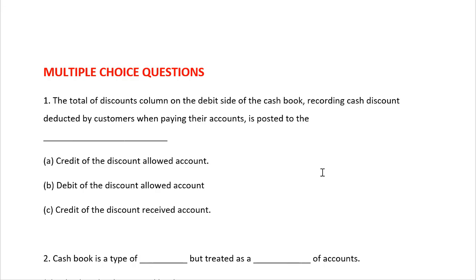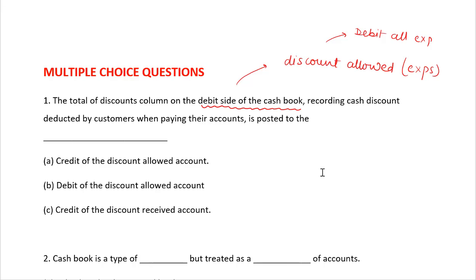You should understand, students, debit side of the cash book, what we show? We show discount allowed. Discount allowed is an expense. Debit all expenses and losses. I know you can remember this rule for nominal account. Because of this rule over here, the answer would be B.